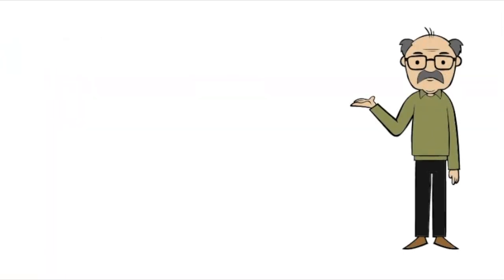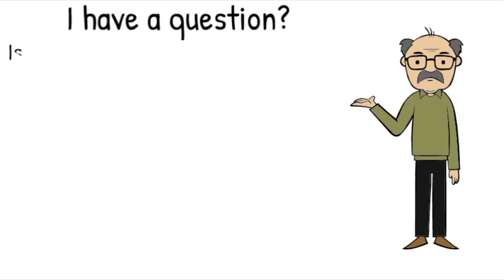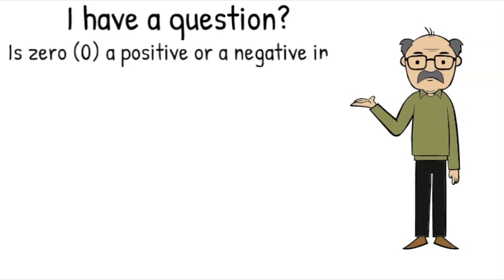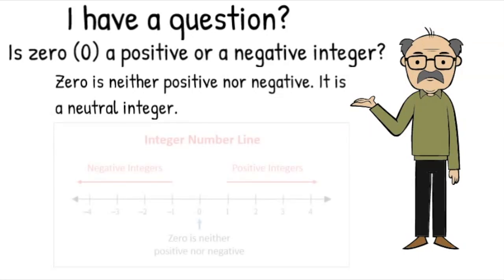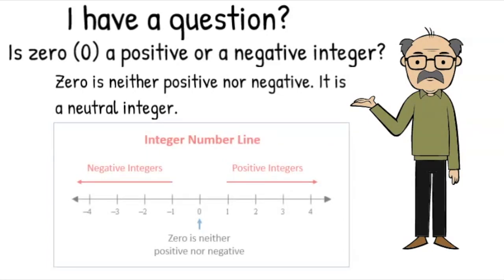But before we go further, I have a question for you. Is 0 a positive or a negative integer? 0 is neither positive nor negative. It is a neutral integer. In the below figure of integer number line, you can see that 0 is the point of origin. To the left of the origin are all the negative numbers, while to the right of it are all the positive numbers.